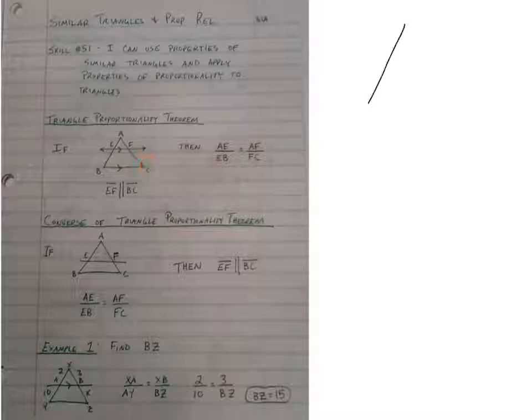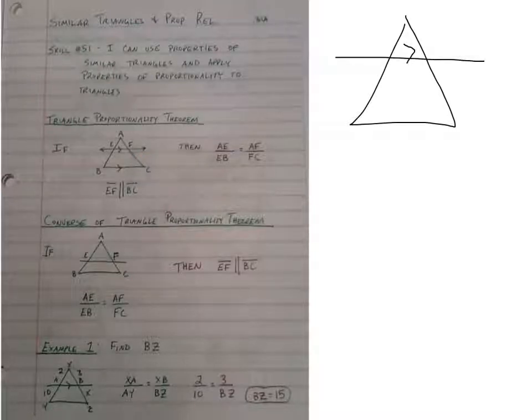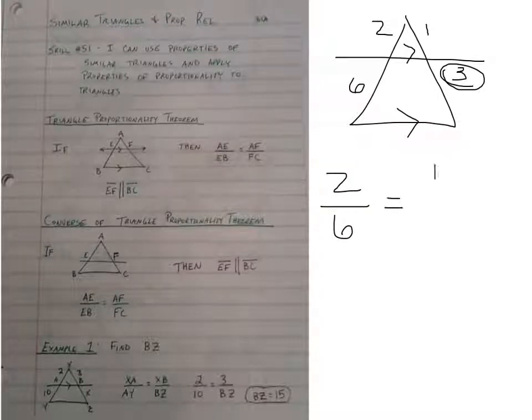So if I had a triangle here and I had a line that bisected it, that was parallel. If this was 2 to 6, this would be 1 to 3, because 2 to 6 is equal to 1 to x. Solve for x, x equals 3. So that's the triangle proportionality theorem.